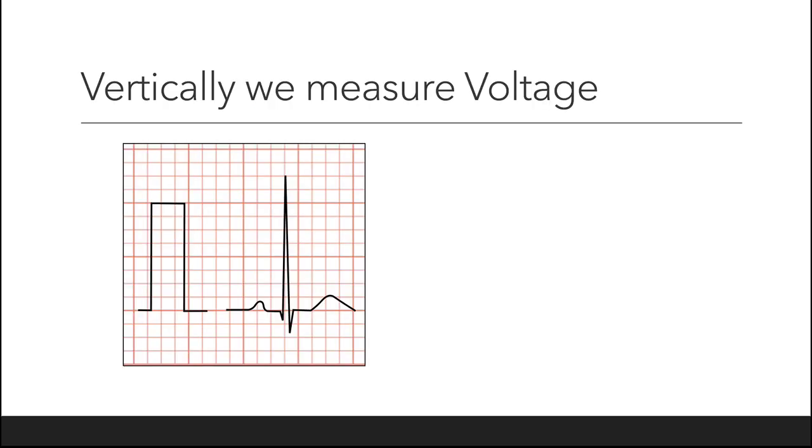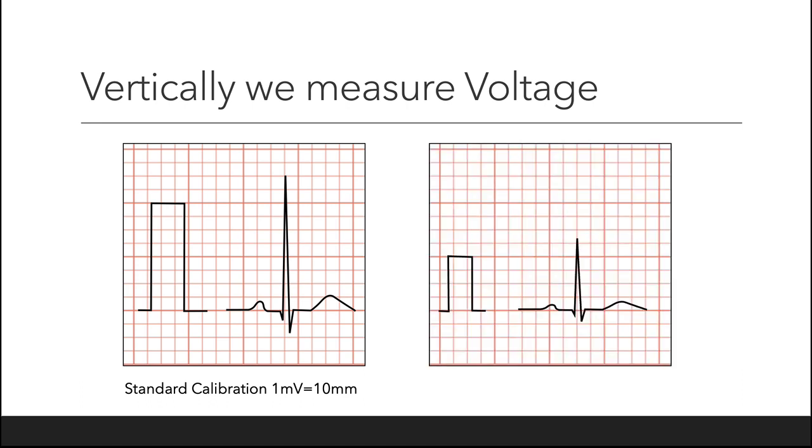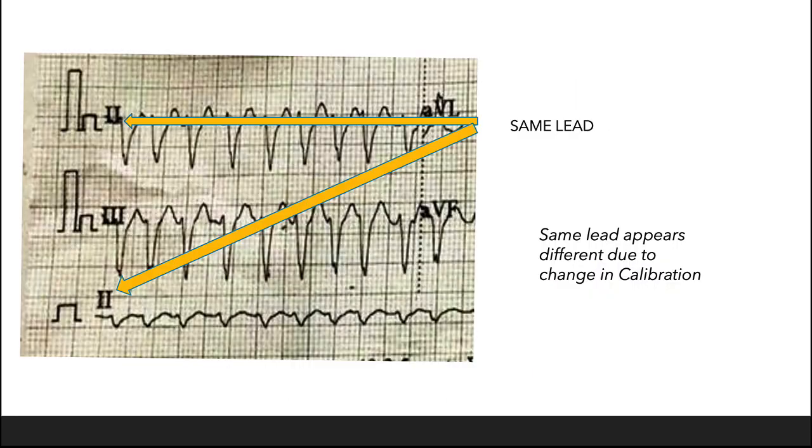So vertically we measure the voltage in an ECG. Here we have a standard calibration where 1 millivolt is equal to 10 millimeters. Now sometimes in an ECG you might have a calibration that is made to a half calibration or quarter calibration, or maybe even a double calibration depending on the need in an ECG. Sometimes the machine automatically changes the calibration so that the ECG complex can fit into the ECG paper.